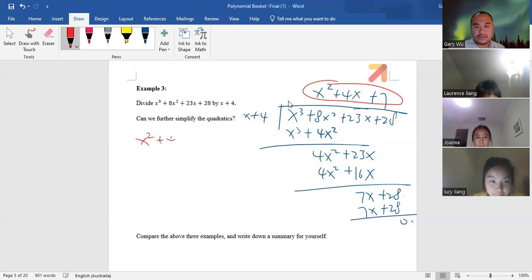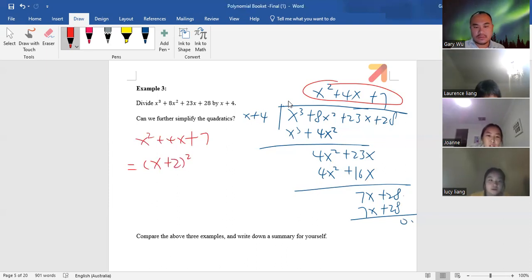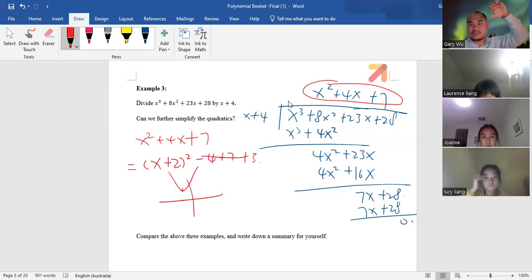So we complete the square. What would that be, Joanne? x plus 2 squared, minus 4 plus 7, which is plus 3, right? So that means 2 units to the left, 3 units up. So the turning point is above the x-axis. There's no x-intercept. Therefore, it can't be factorized.